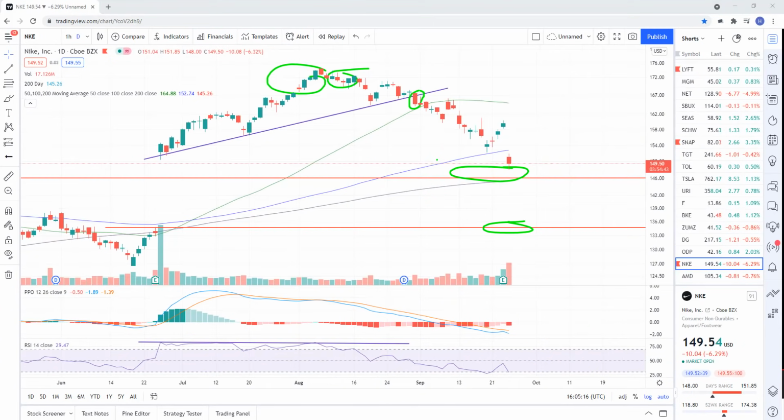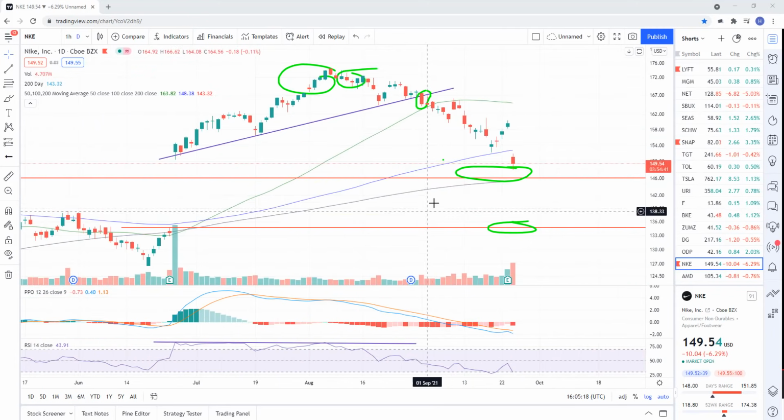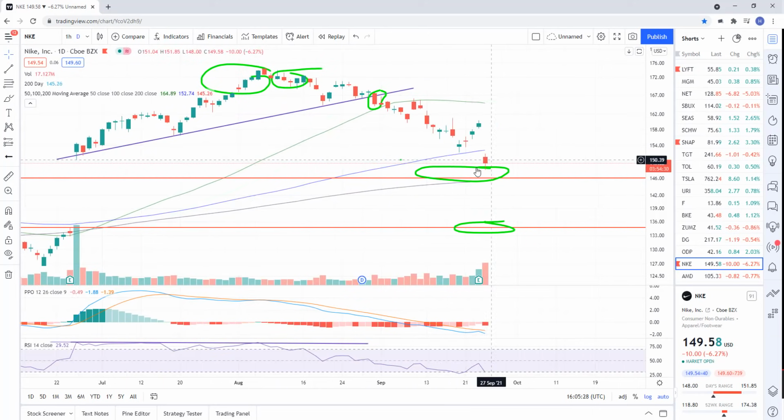So we'll see. Okay, Nike, let's talk about this one. This is a short trade idea that I pointed out back here on August 31st. I have it circled. That was your sell signal. This is where I got short this thing, and it's pretty much been all down since.